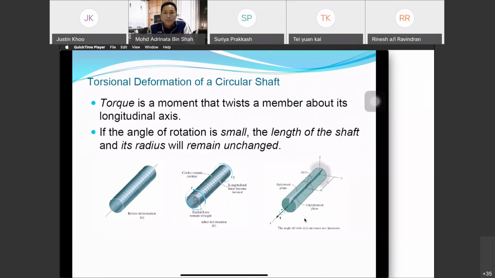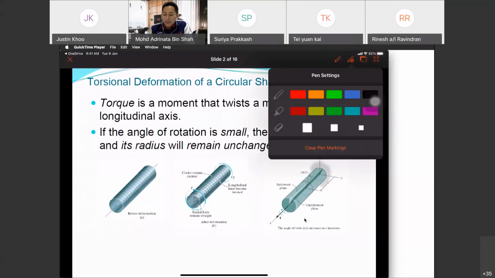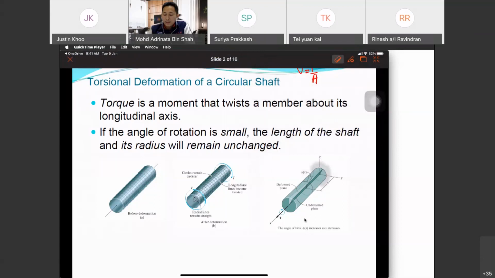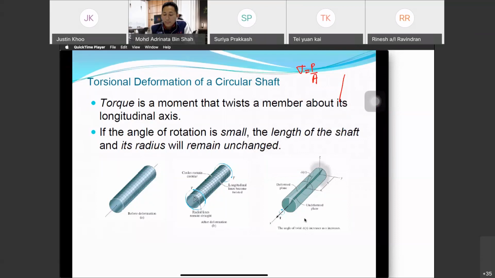Before this, in solid mechanics, you have learned about the normal stress. The normal stress sigma is equal to P or F over A. And then you have learned also our shear stress. Shear stress is tau equals V over A.